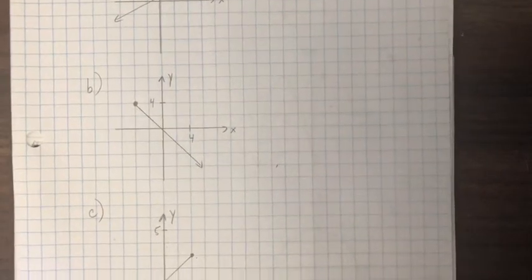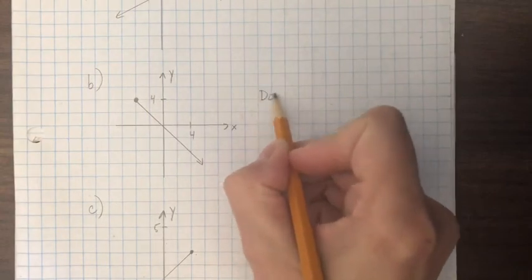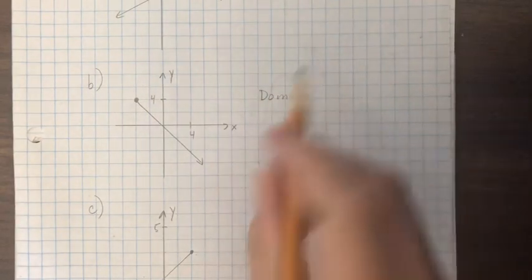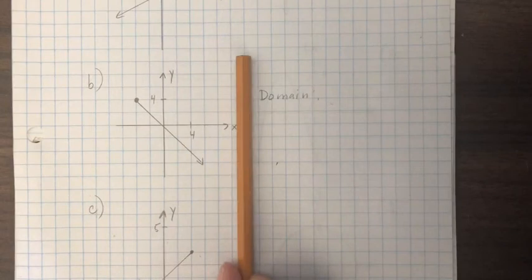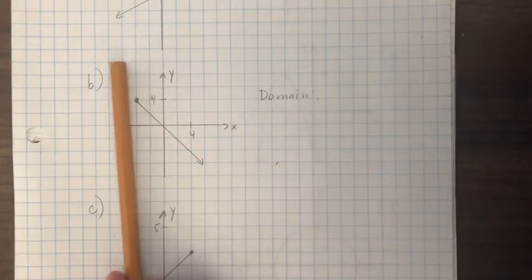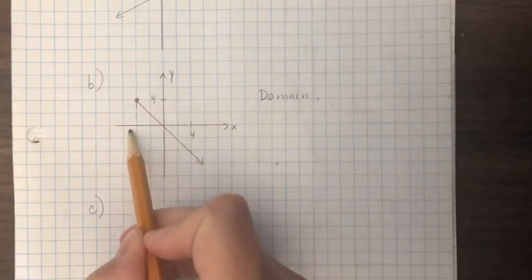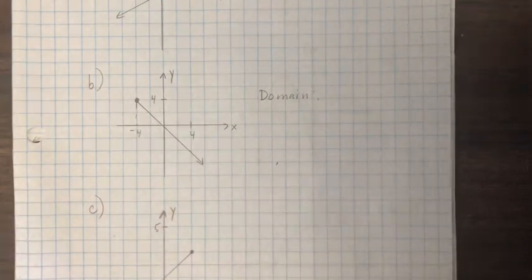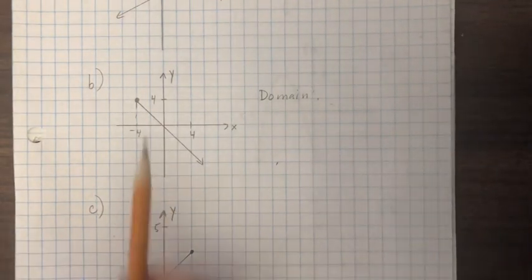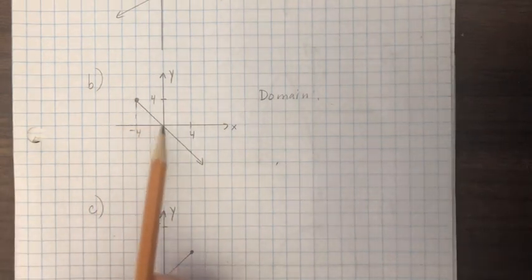Okay, let's take a look at B. Here we have another line, but this time we don't have arrows on both ends. So starting with the domain, I'm going to scan to the right, and I know that it's going to continue going to the right. Now I'm going to scan to the left. When I scan to the left, I notice that my line stops right here. And it corresponds to an x-coordinate of -4 because I scale my x-axis by 2's. So this happens to be the lowest x coordinate that I have on this line.